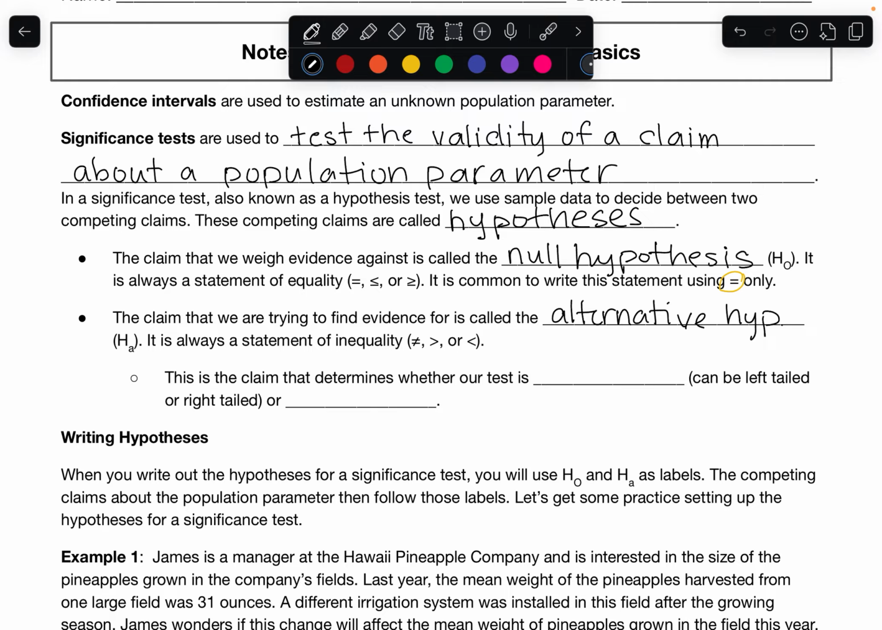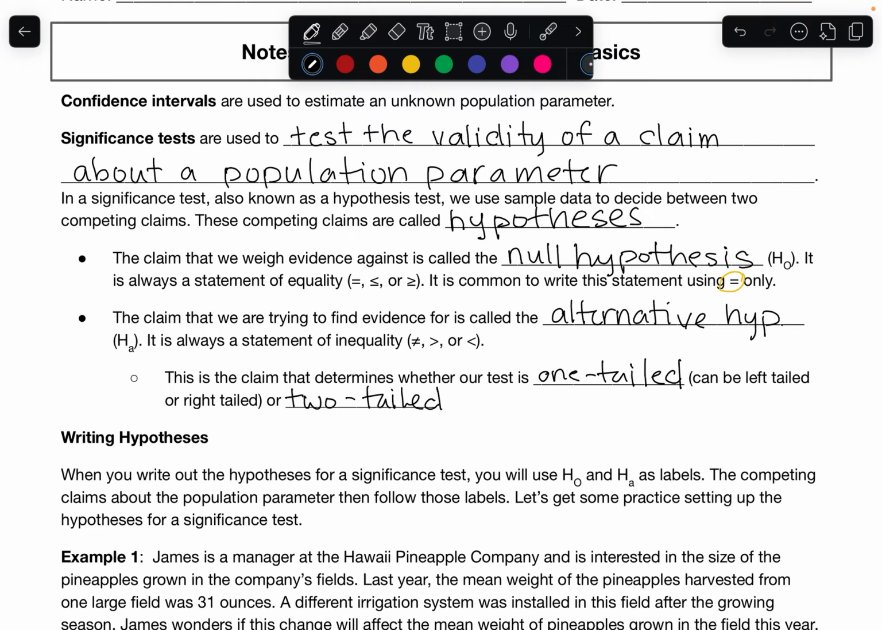This claim also determines whether our test is one-tailed, meaning less than or greater than. I only care if my sample is less than the stated population value or greater than the population value. Or it can be two-tailed, meaning I'm asking the question, is the actual value different from the stated value? And different could be less than or greater than, and so we get a tail on both sides.